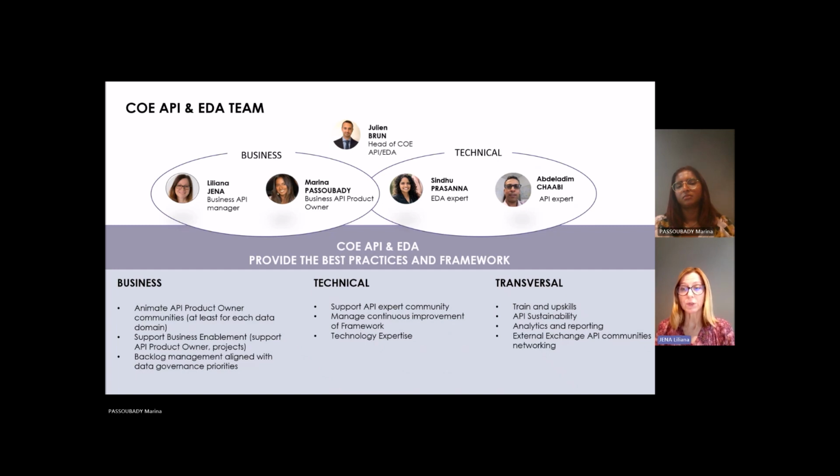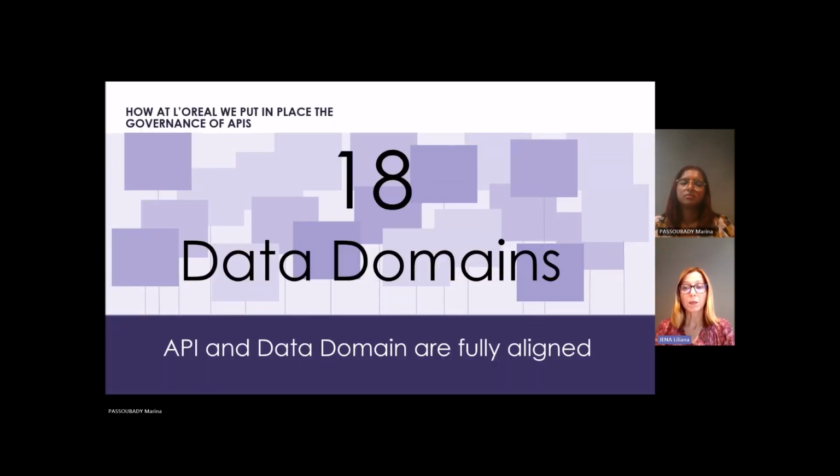About API and data strategy. In 2020, when the API first strategy was adopted, the data strategy was adopted also. And here the API and the data started to build and to work together and to be fully aligned. So on the data side, L'Oréal structured the data in 18 domains. And here the APIs are fully aligned with the data, because the APIs are also structured in and aligned with the 18 domains.